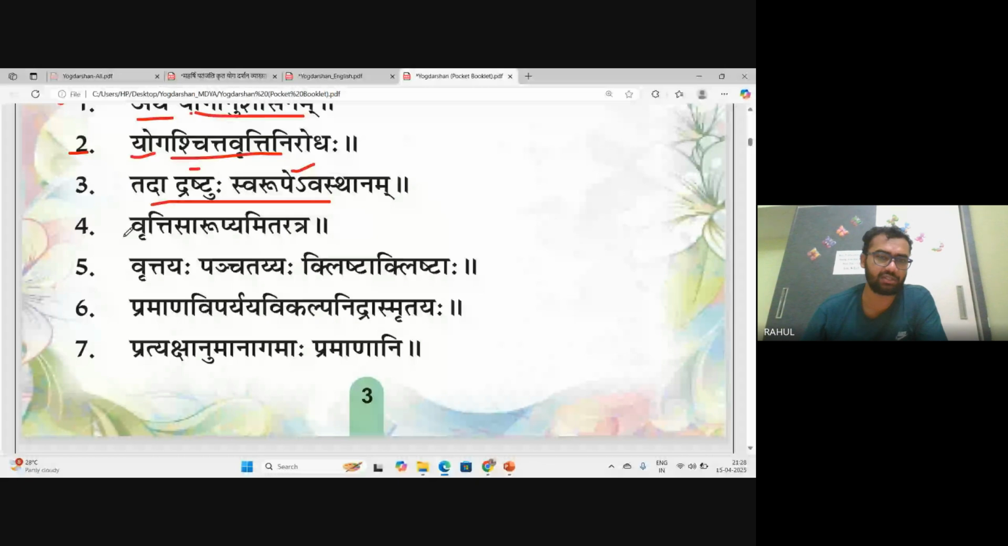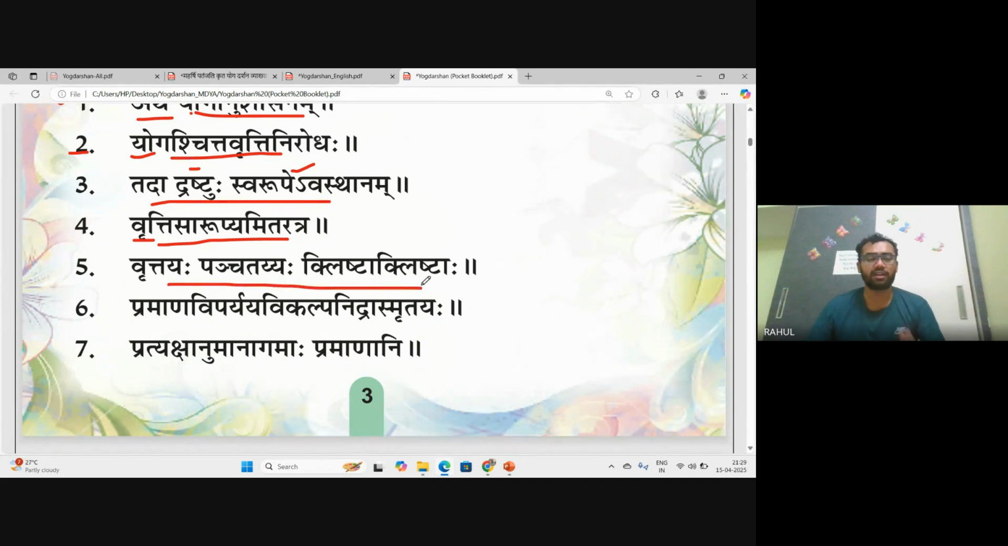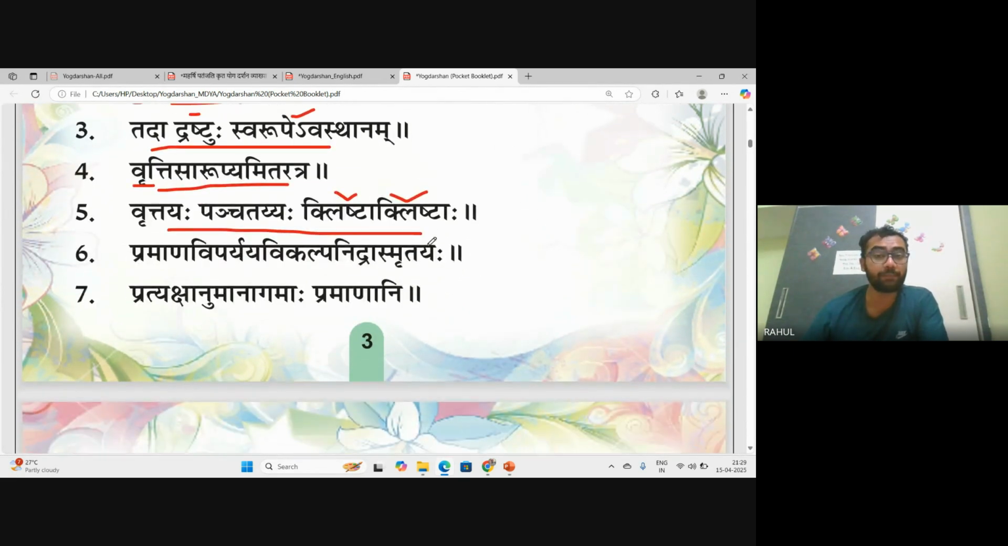If anyone is not able to control the Chitta Vritti, then Vritti Sarupyam Itaratra: the yogi will react in all his activities according to the vrittis. Now the question in our mind is, what is vritti? He is telling Vrittayah Panchatayah Klishta Aklishta. So he is categorizing all the vrittis into 5 types. Klishta means negative approach, painful. Aklishta means positive approach, painless, motivating, supporting.